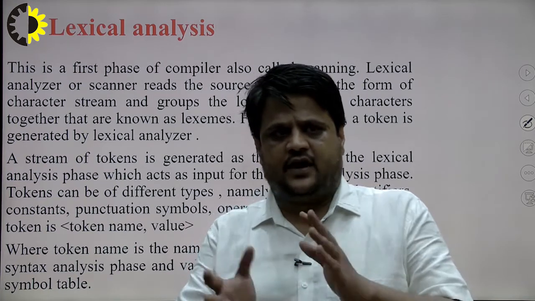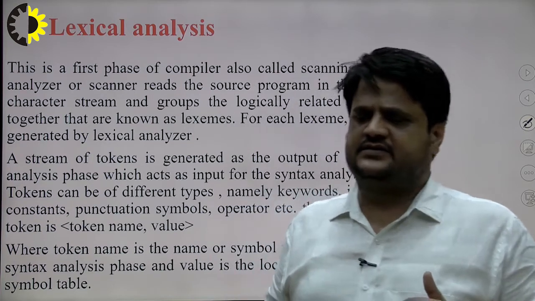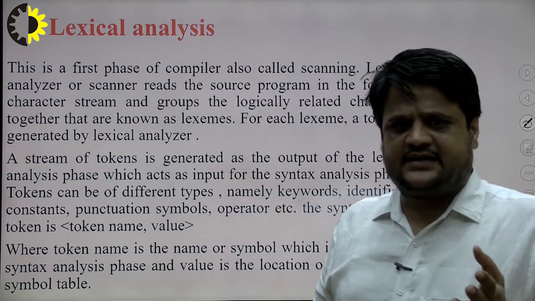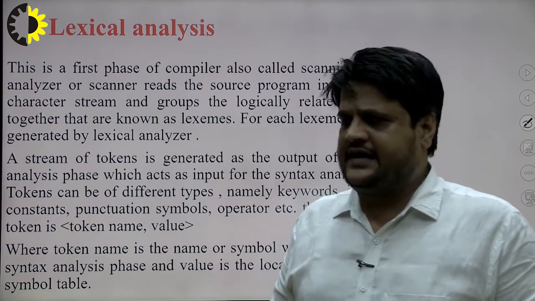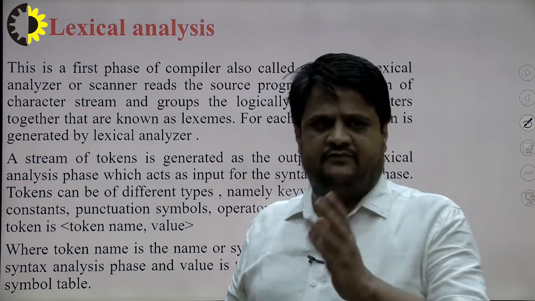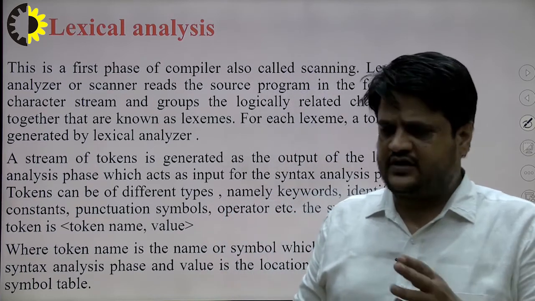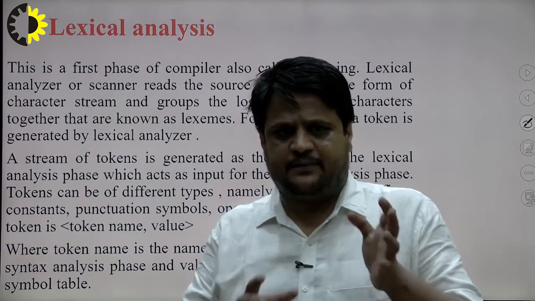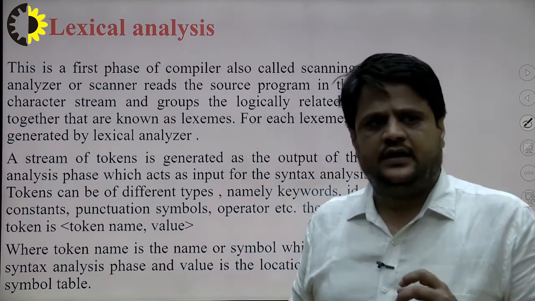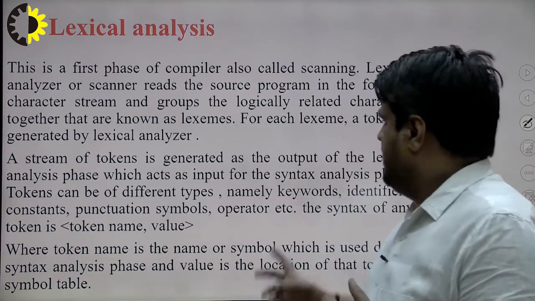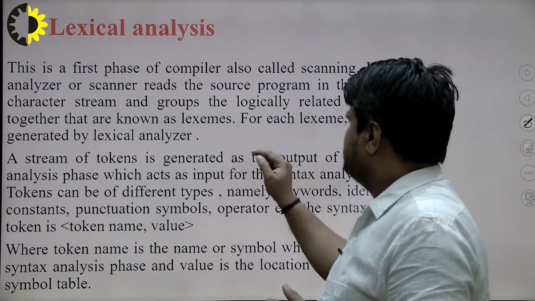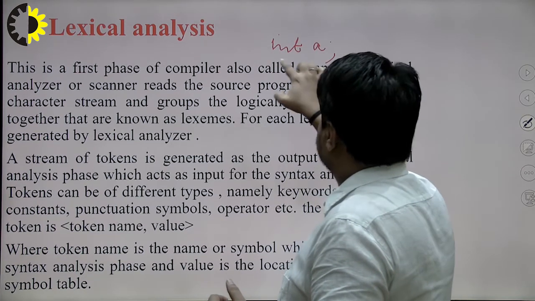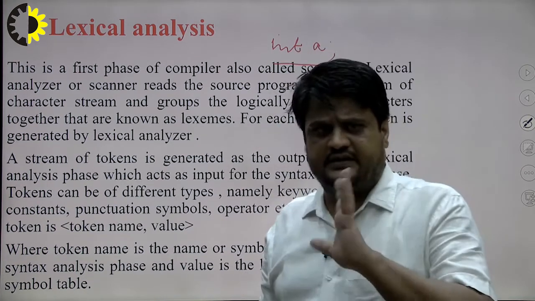Tokens can be of different types, namely keywords, identifiers, punctuation symbols, and operators. The syntax of any token is token name and value, where the token name is the name or symbol used during the syntax analysis phase, and the value is the location of that token in the symbol table. For example, suppose something is written as int a in C programming language. I hope it is clearly understood.